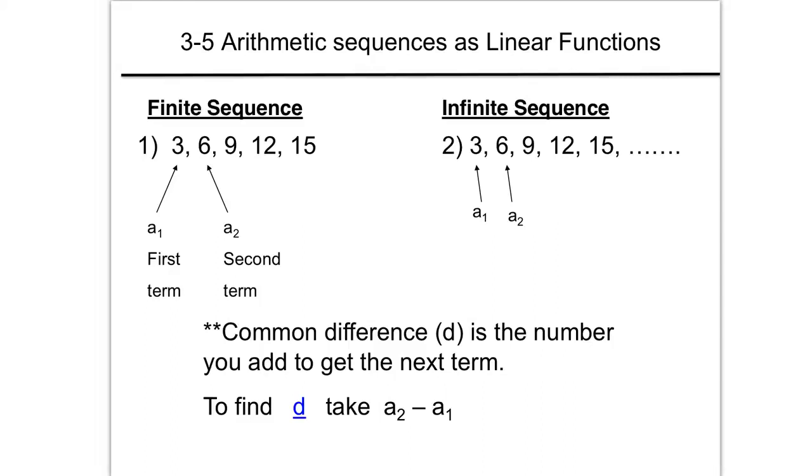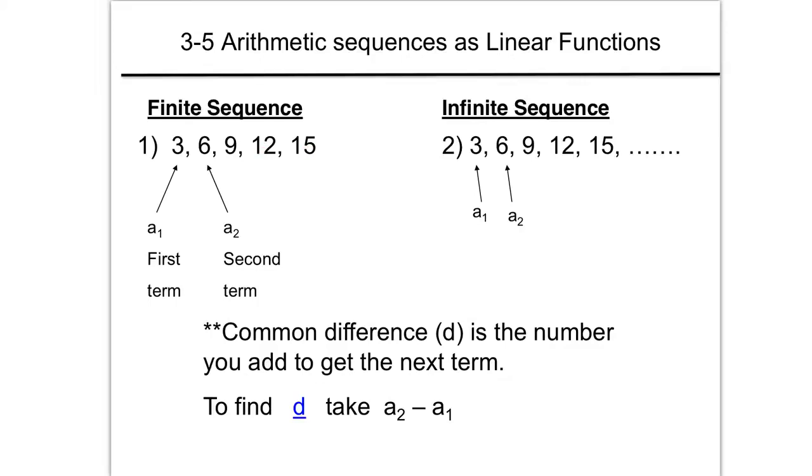Now an arithmetic sequence is just a list of numbers that have a pattern, and that pattern helps you to get more numbers in the sequence. Now, finite, like I said, means that it stops. When you look at this, there's a pattern going on: the 3, the 6, the 9, the 12, and the 15. You notice that you are adding 3 every time. 3 plus 3 is 6, 6 plus 3 is 9, 9 plus 3 is 12, 12 plus 3 is 15.